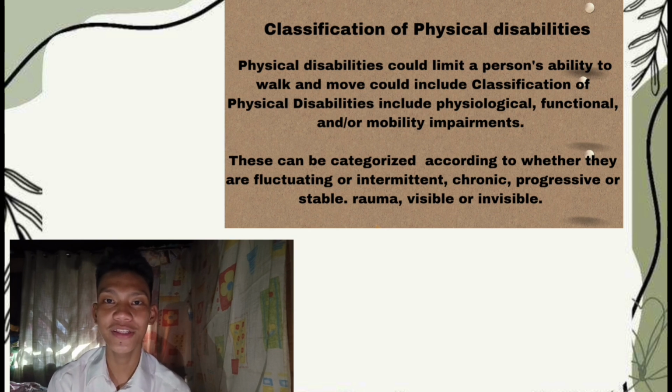Classification of physical disabilities include physiological, functional, and mobility impairments. This can be categorized according to whether they are fluctuating or intermittent, chronic, progressive, or stable, visible or invisible. In terms of pain experience, some involve extreme pain, some less, while some do not involve pain at all.